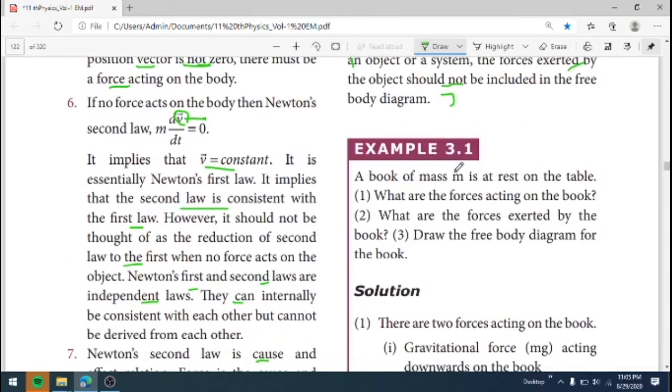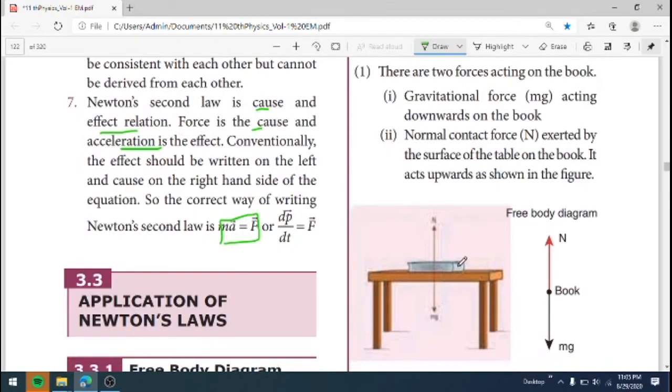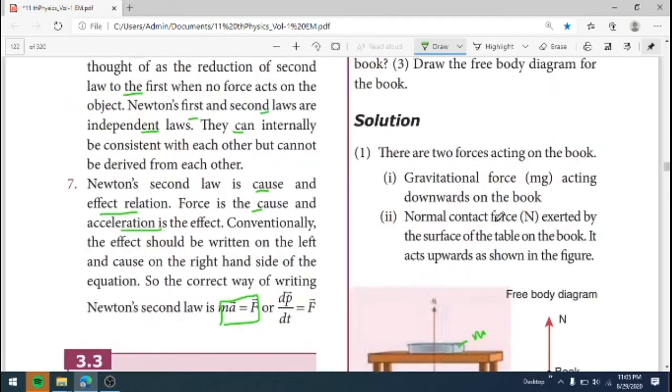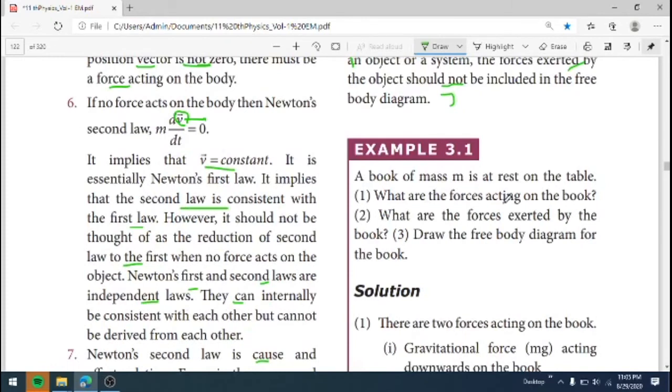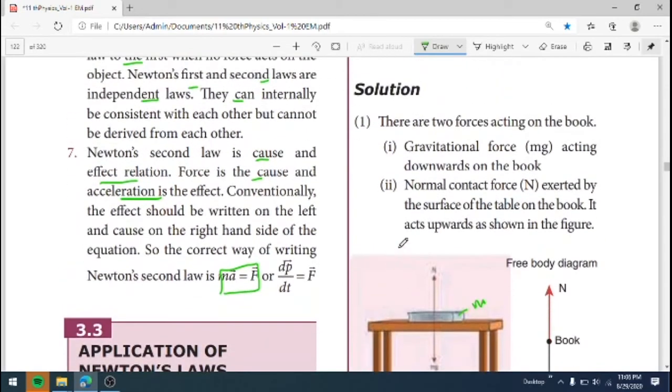Coming to an example, 3.1, a book of mass m is at rest on the table. You are able to see this is the book having mass m. It is at rest on the table. What are the forces acting on the book? கவனிச்சியா, forces acting on the book பற்றி தான் நம்ம ஃப்ரீ டயக்ராமை வரைய முடியும். And what are the forces exerted by the book? இப்போ என்னென்ன ஃபோர்ஸஸ் புக்கு கொடுக்குது அப்படிங்கிறதையும் நம்ம கண்டுபிடிக்கணும். Draw the free body diagram for the book, right.